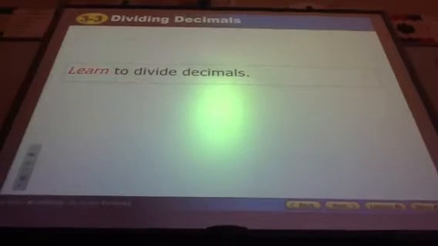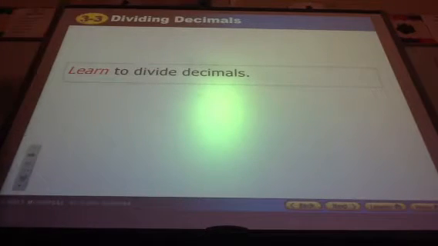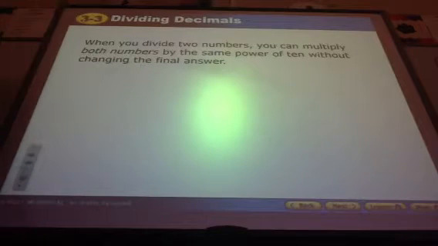All right, so today we're going to divide by decimals, or divide two decimals, or divide one decimal by another number, or vice versa. And again, I want to make sure that you understand why we do what we're doing. So we're going to look at this first of all. Just look at the first slide that you have.